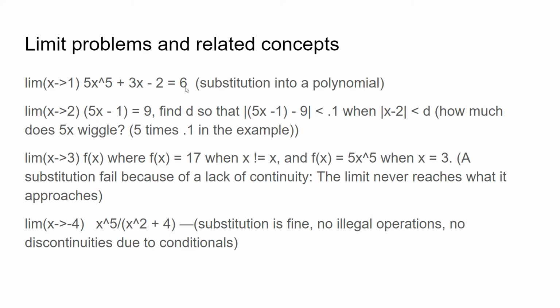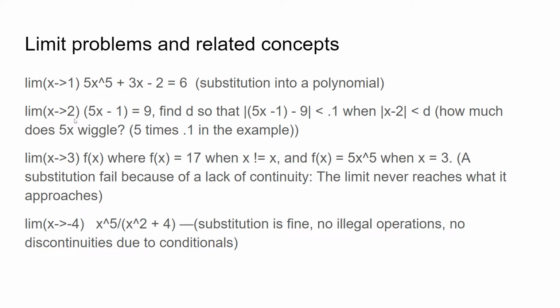There are some problems which relate to concepts. For example, if you take the limit as x approaches 1 of 5x to the fifth plus 3x minus 2 equal to 6, then all you have to do is substitute 1 into the equation and find that the left side equals the right side. There's no division by zero. This is fine. That's all you have to do.